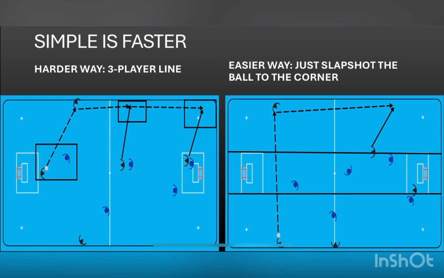You know, on the right-hand side you will see just the way you keep a wide back line and then just slap shot the ball to the corner. Really, it makes no difference. If the player is receiving it in a negative playing position, it's no matter how you play it there. Just play it there in the most simplistic and fastest way.